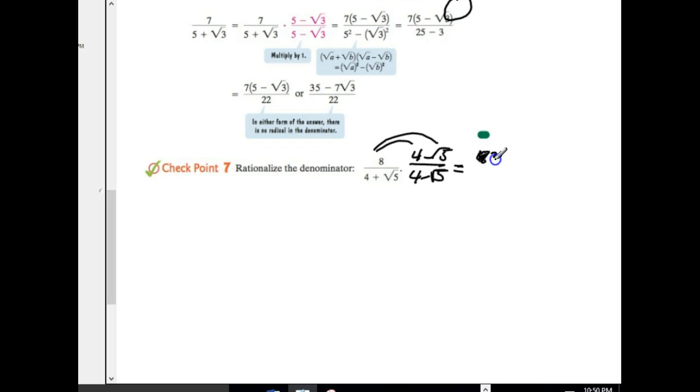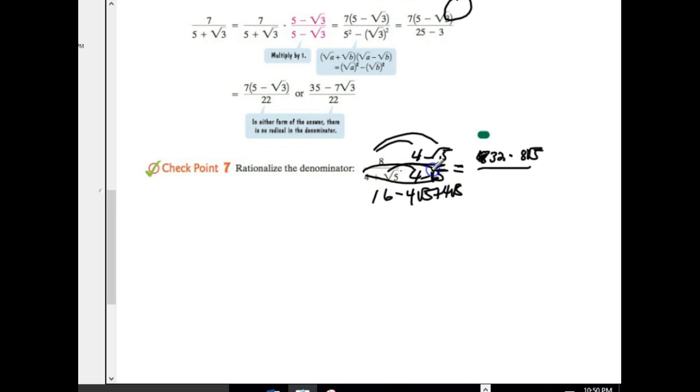At this stage, we know that that's 32. And then 8 times the square root of 5 is going to be minus 8 square roots of 5. On the bottom, we've got to do the FOIL method. So 4 times 4, which is 16. The outside is going to be minus 4 square roots of 5. The inside is going to be plus 4 square roots of 5.